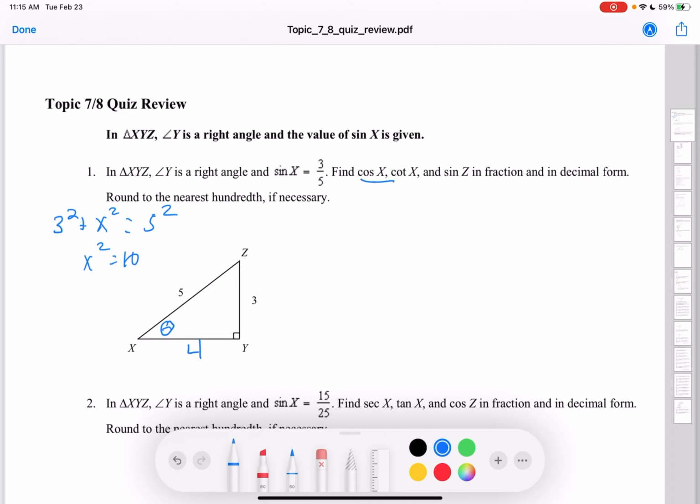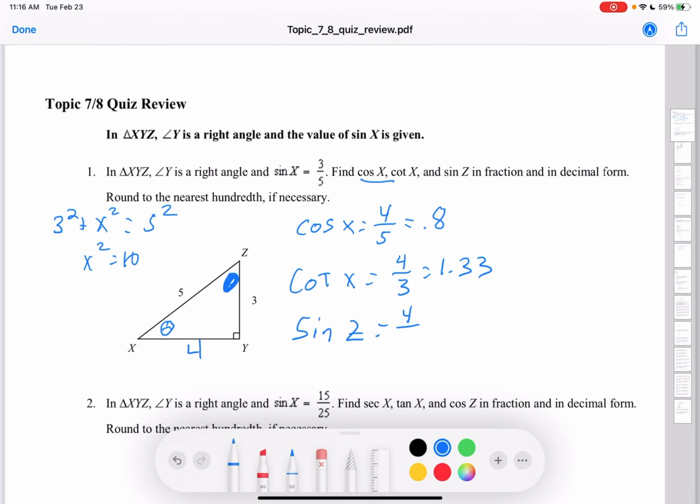So the cosine of x is going to be adjacent over hypotenuse, so 4/5, which is 0.8. The tangent of x is opposite over adjacent, so 4/3, which is 1.33. And then the sine of z, z is up here, opposite over hypotenuse, 4/5, which is 0.8 again. So there's the first one.